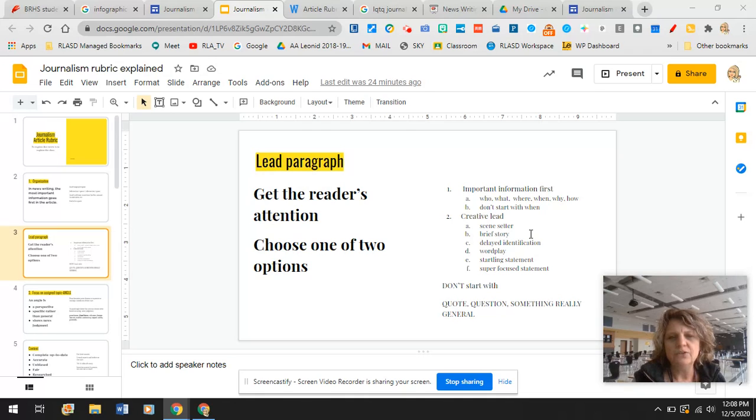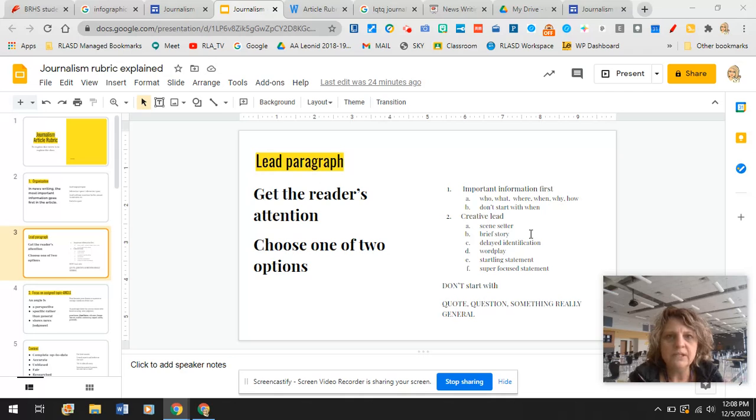And then you can also do a super focused statement. If you're talking about a football game, you can say something that's super focused, like, the coach could only think of good things to say. You start at that super focused area, and then you back up and explain more about what happened in the whole game.